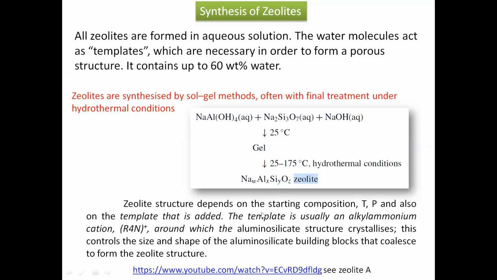So the structure depends, and with this process itself, you can start with the same starting materials. The final zeolite that you will get will depend on temperature, pressure, and you can also add some templates instead of water. The templates are usually alkyl ammonium cations, and depending on the chain length of these cations, the pore size gets decided.